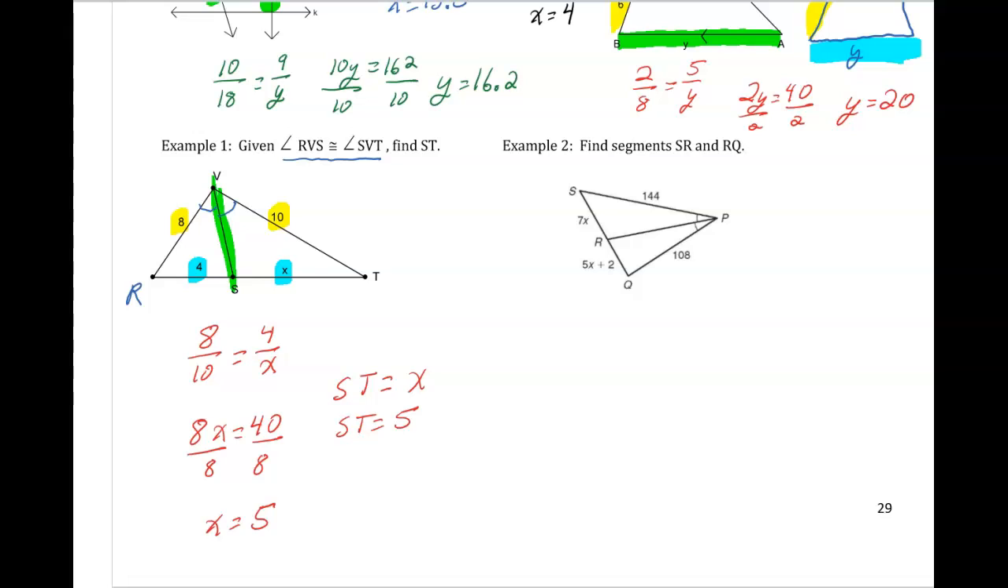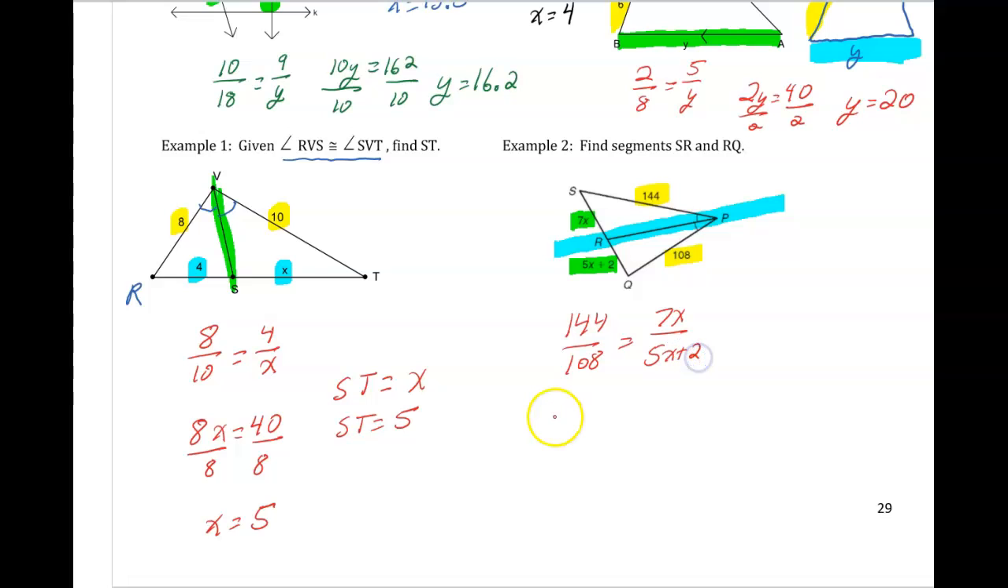Let's take a look at example number 2. In example number 2, we want to find SR and RQ. You can see the angle bisector marks. So this blue line I think of as the fraction bar. So I say 144 over 108 is equal to 7x over 5x plus 2.